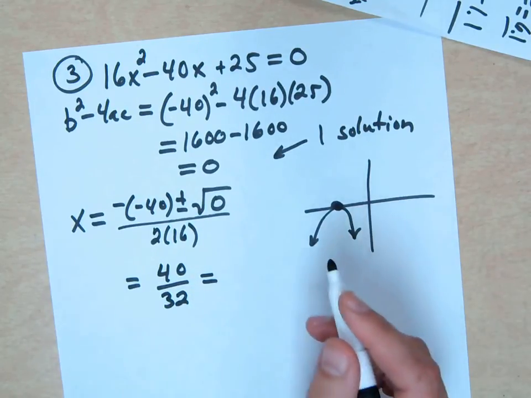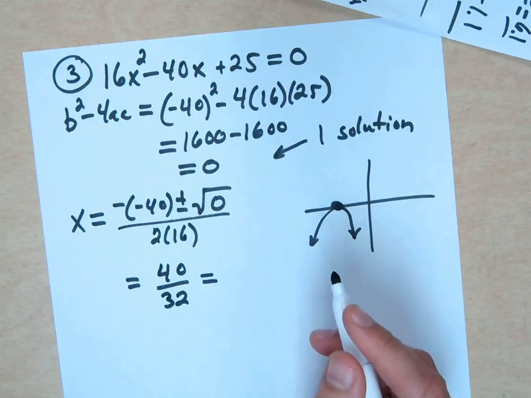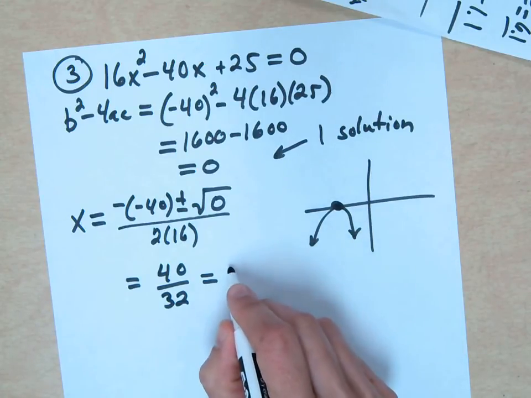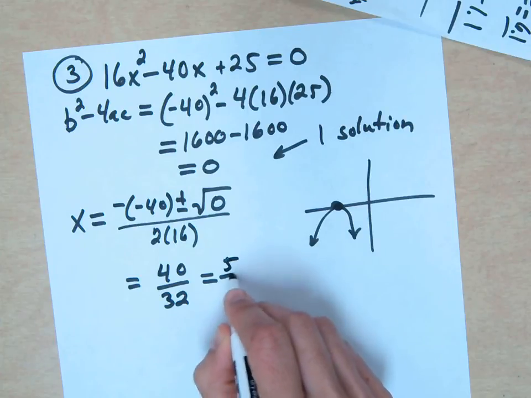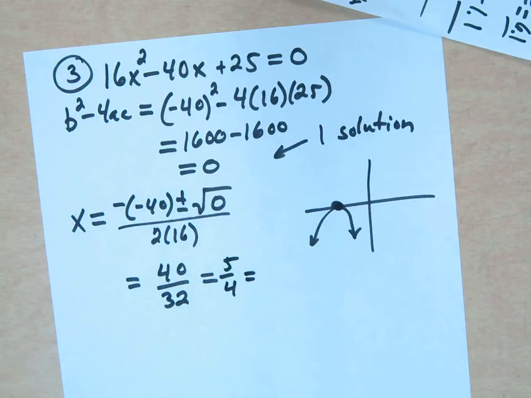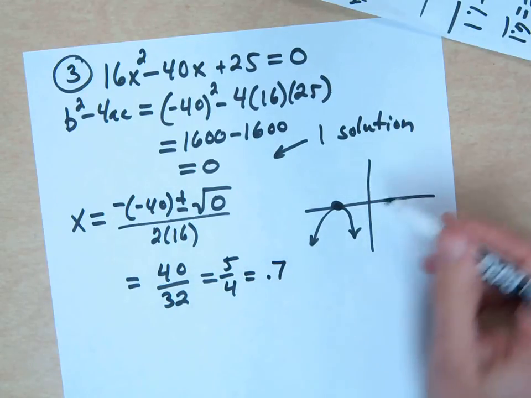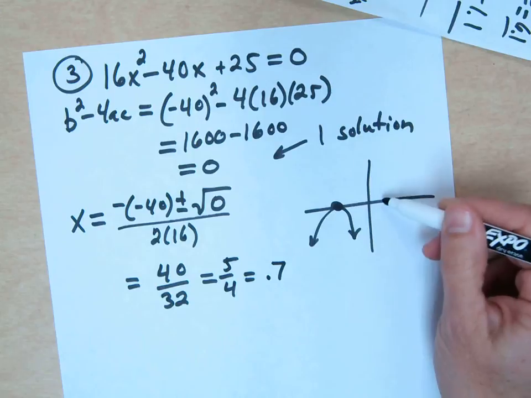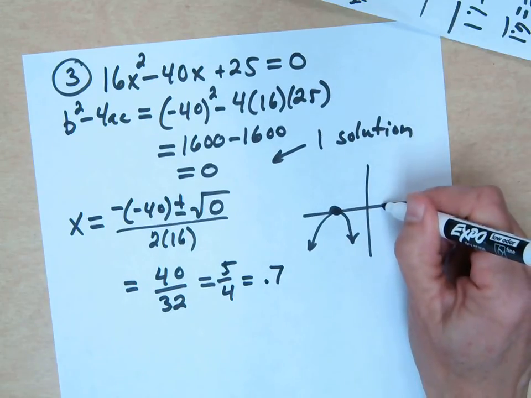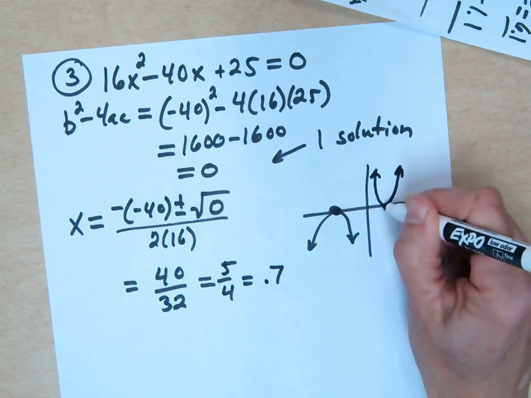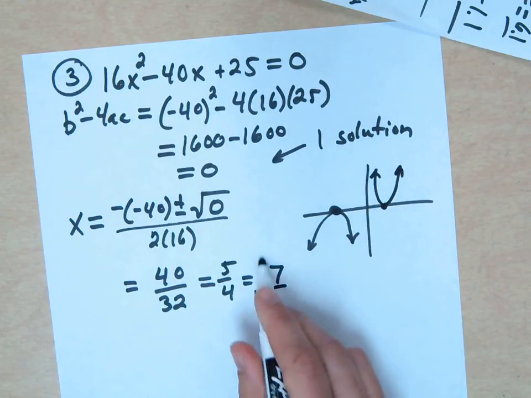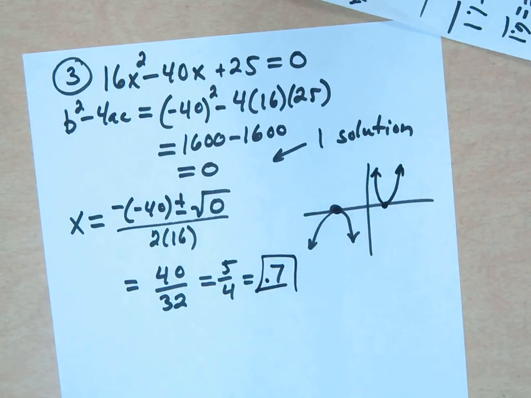And so you basically get 40 over 32. And that's where it crosses the x-axis. That's 20 over 16 or 10 over 8 or 5 over 4, 5/4. And it's easier to get a decimal answer. So 1.25. So it would be over here somewhere, and it would open up. In this case, it's going to look like this. And at 1.25 is where it crosses the x-axis.